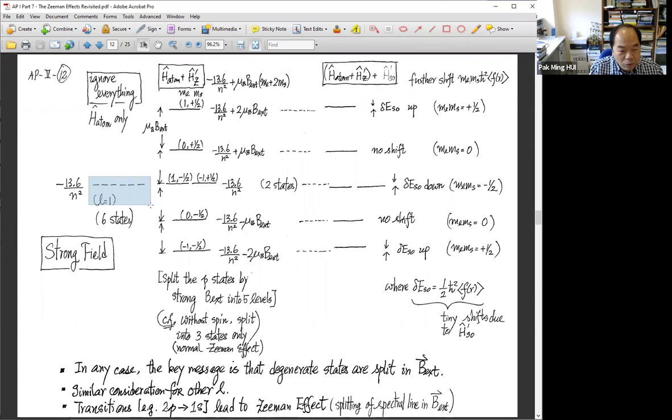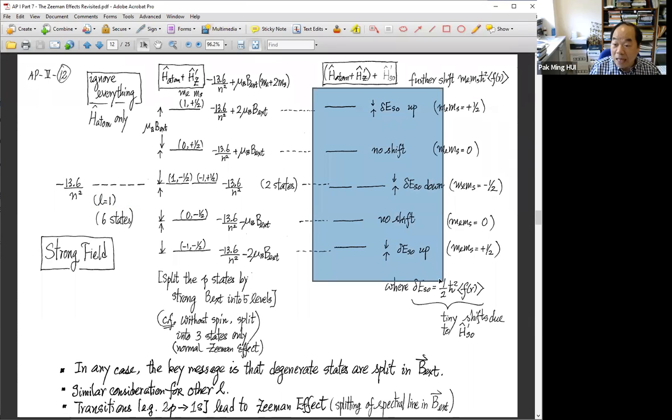Now, let me summarize. 2p state starts off with 6 states. You apply an external field, and inside the atom, there is spin orbit. When your external field is strong, what happens is that the 6 states split into 5 different levels. That's the conclusion. Okay? Not trivial. Highly non-trivial, I would say. You may think, oh, 6 are split into 6, but suddenly the 6 states split into 5 different levels. Okay, follow me.